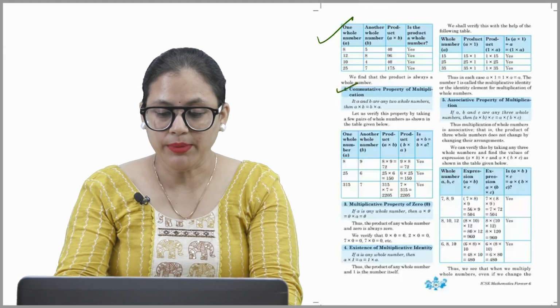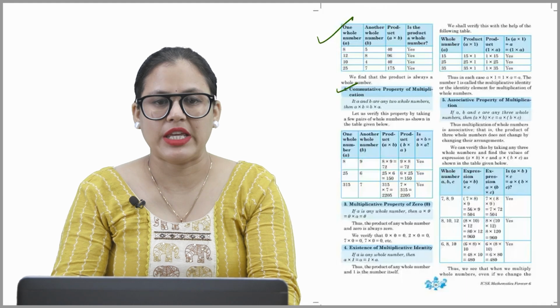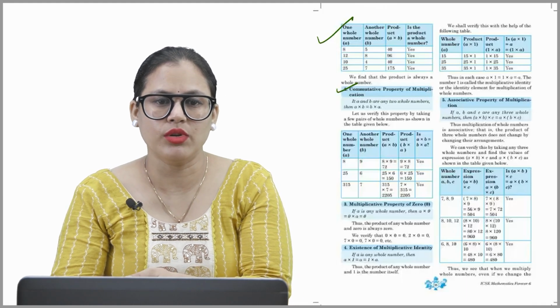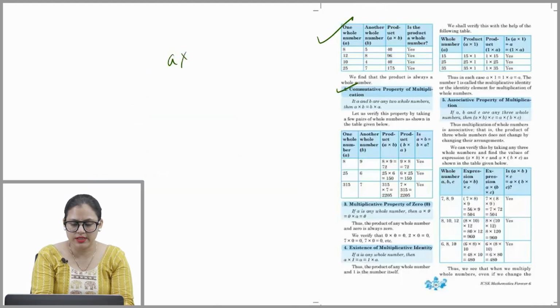Number 2, commutative property of multiplication. If A and B are any two whole numbers, then A into B is equal to B into A. This means 3 into 4 is equal to 4 into 3.